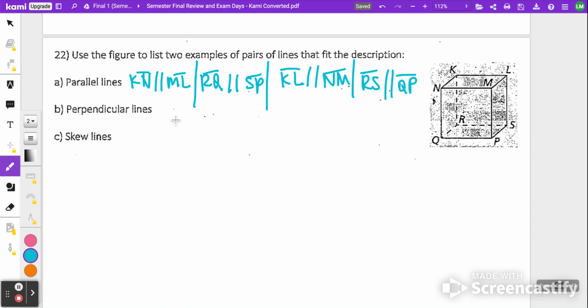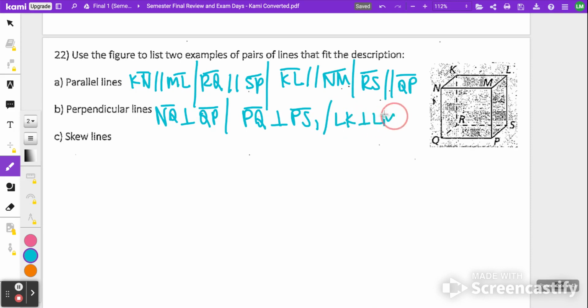Perpendicular just needs to be making that 90-degree angle. So I can say like NQ, perpendicular symbol to QP. Notice how I'm just going to continue using one letter at a time. So I can say PQ is perpendicular to PS. Okay, and then maybe one more from the top. I'm going to say LK is perpendicular to LM, etc.